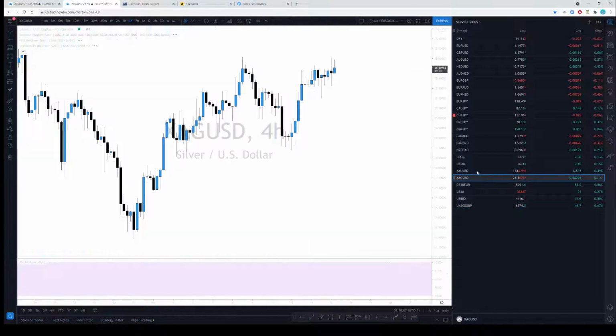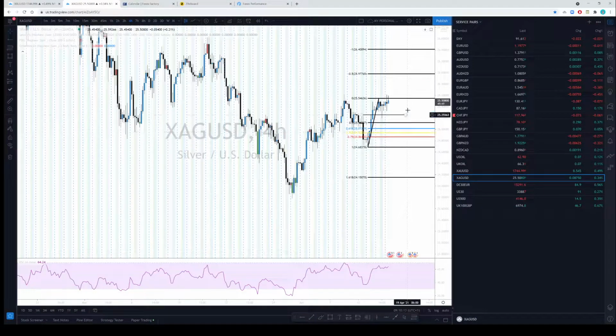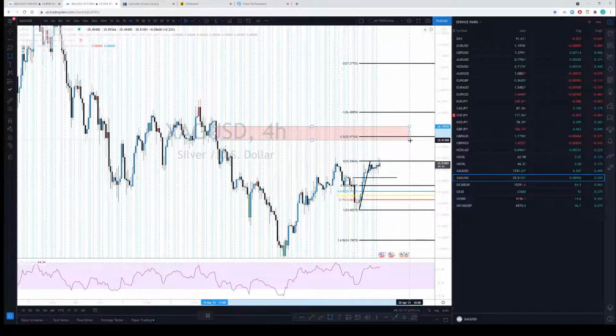I think silver as well, it didn't pull back as much as we wanted it to, but it's going to continue into this imbalance in here. So silver is also good for continuation if you did catch that.